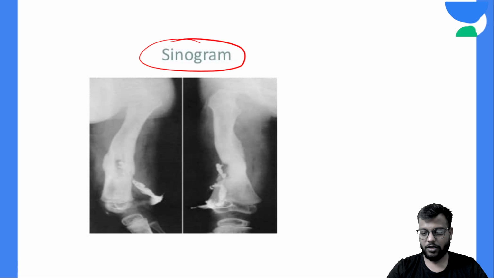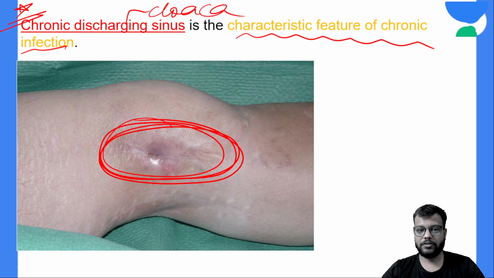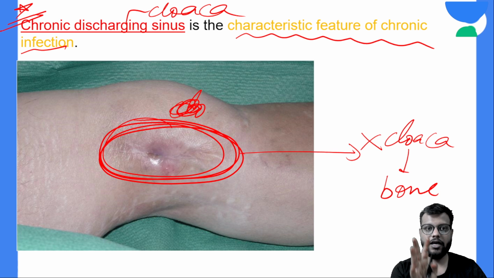Now as I have already discussed, chronic discharging sinus, that is the cloaca, is the characteristic feature of chronic infection, and this is your chronic discharging sinus from the skin. Now we will not call it cloaca, because cloaca is the sinus of the bone, not of the soft tissue or the skin. Remember this thing, this is a very basic thing.